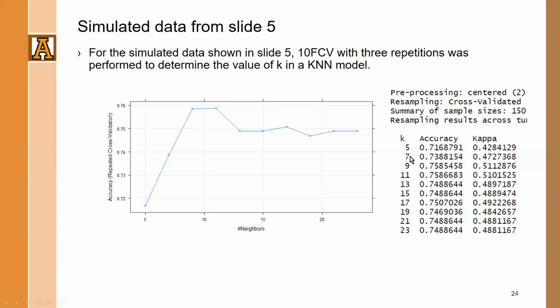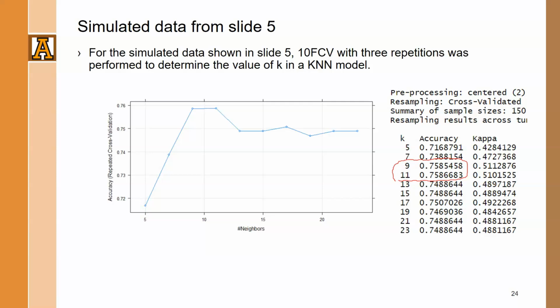As you can see, with k equals 5, I have an accuracy of 70.6%, with 7 it is 73.88%, and the maximum is around here, 75.86%. It's between these two, so it will be between 9 and 11. We could choose 10, for example. They're too close, it doesn't matter.